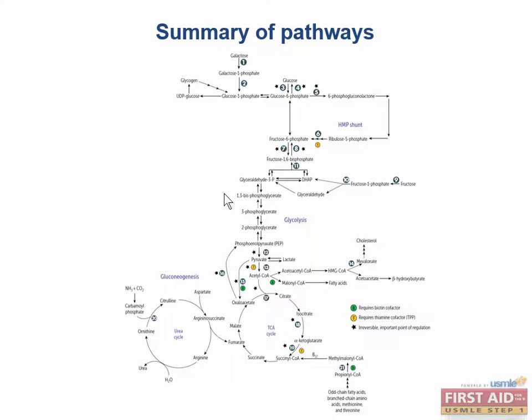1,3-BPG is also used to make 2,3-BPG. So this 2,3-BPG is going to be used in erythrocytes to reduce the affinity of hemoglobin to oxygen, which will be talked about more in the Hem/Onc chapter. Also, fatty acids are broken down into acyl-CoA, which is transported using the carnitine shuttle to the mitochondria, where they'll be converted into acetyl-CoA, which can then enter the TCA cycle.